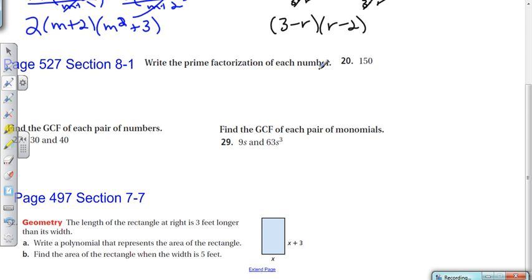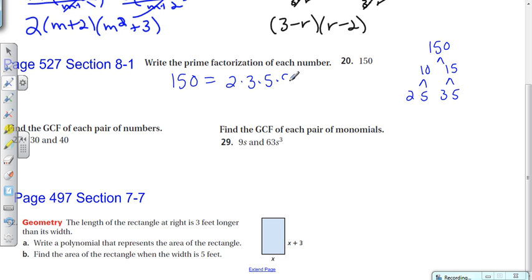If I'm going to write the prime factorization of 150, let's redo a factor tree. When something ends in a 0, you know 10 goes into it. So I know 10 times 15 gives me 150. 10 breaks down into 2 times 5, which are both prime numbers. 15 breaks down into 3 times 5, which are both prime numbers. So I can say 150 is equal to 2 times 3 times 5 times 5.